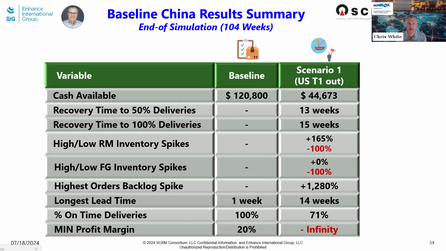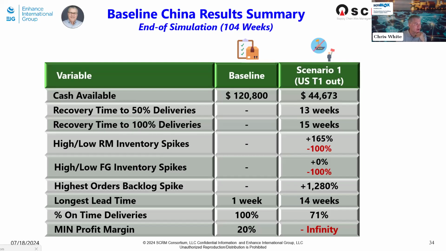And you don't see it, but in the background, we've got a spike in orders because our customers are still ordering, and we get up as high as over 1,000%, 1,200%. Our longest lead time is now 14 weeks. So at the worst part, we're taking 14 weeks to deliver. We can only have 71% on-time deliveries. And remember, that includes this whole beginning steady state period where we were delivering. So during that adjustment period, we're very low, and we finally get back to delivering on time. And our minimum profit margin basically goes to negative infinity. It's bad. So, it just tanks.